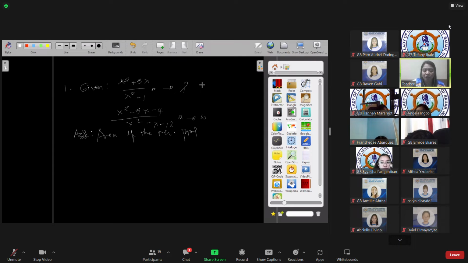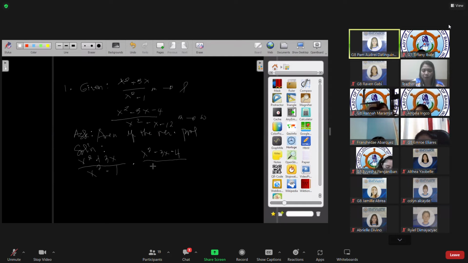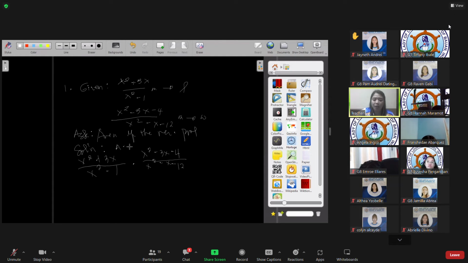So the area of the rectangular pool, and we are going to solve for this. We are going to use multiplication of rational expressions. So we have (x squared plus 3x) over (x squared minus 1) times (x squared minus 3x minus 4) over (x squared minus x minus 12). Our formula is area equals length times width.